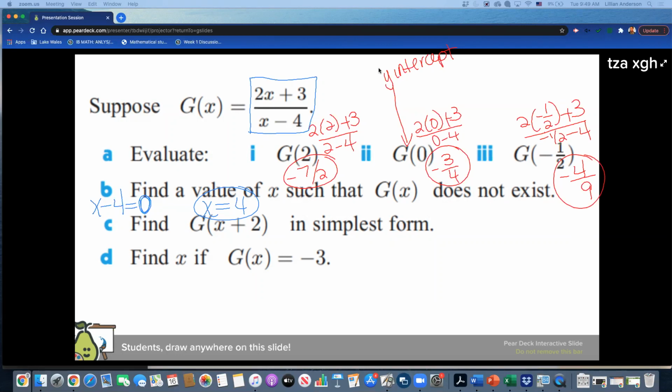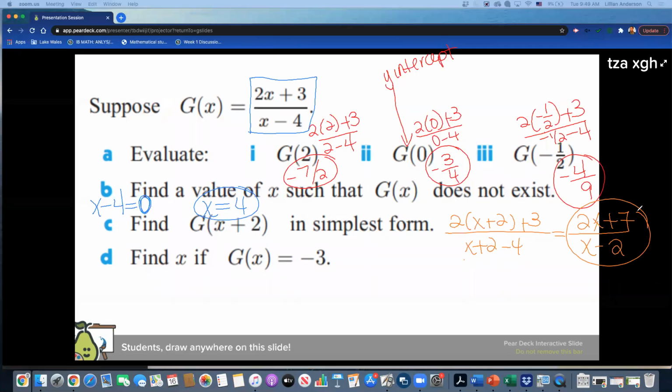For C, you had to evaluate by plugging in x plus 2 everywhere you saw an x and simplify. You can only go but so far with this once you distribute and combine like terms. So what's our final answer? 2x plus 7 over x minus 2. And that's as far as we can go, because I can't factor anything out of the numerator, nothing out of the denominator to cancel anything between them. So that's the furthest that we could go.